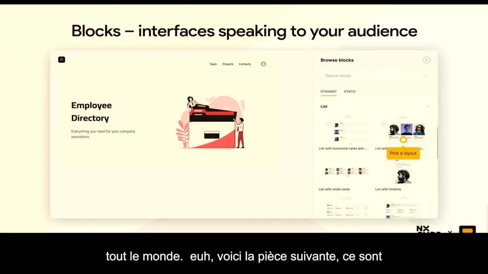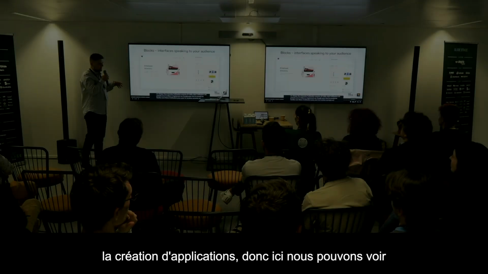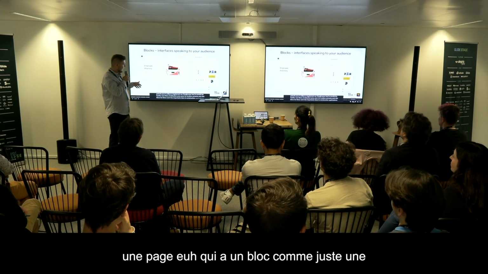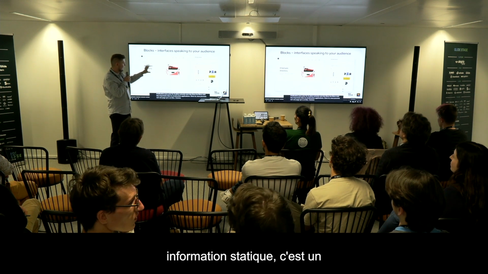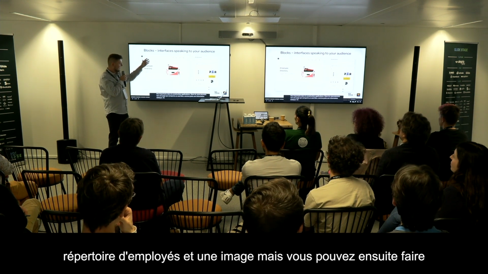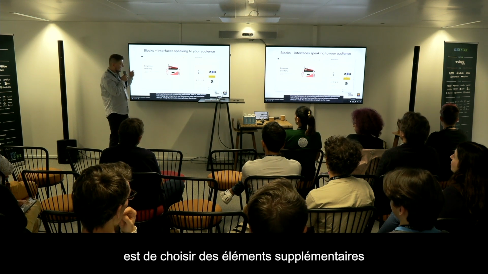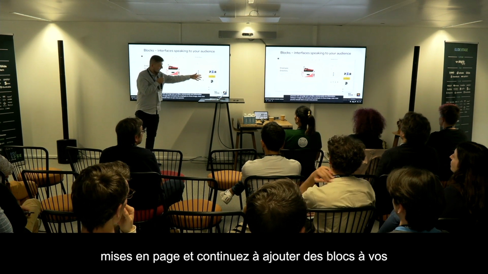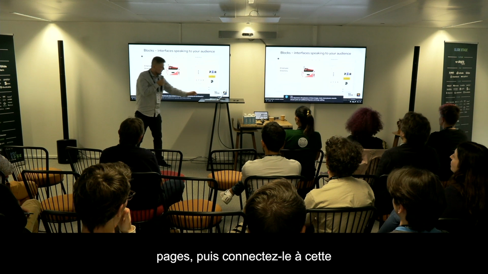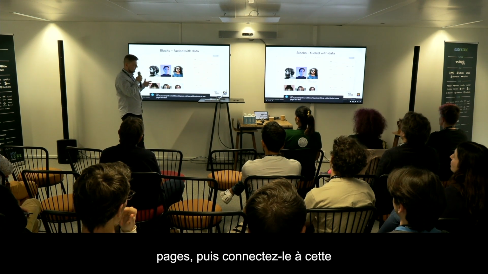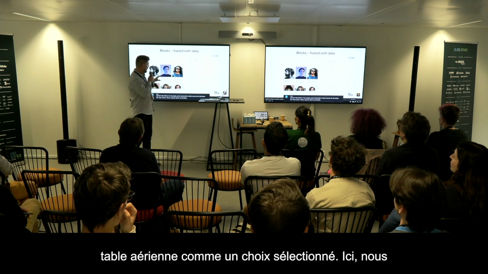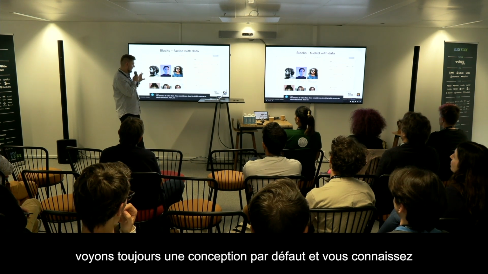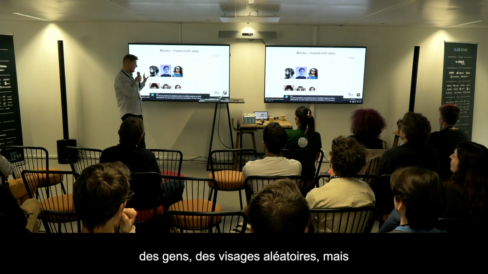The next piece is blocks. Blocks are very important in building applications. Here we can see a page that has one block, just static information. This is an employee directory and an image. But what you can do is pick out additional layouts and keep adding blocks to your pages, and then connect them to the data source of your choice. Here we see Airtable as a selected choice. Here we still see some default design and random people's faces.